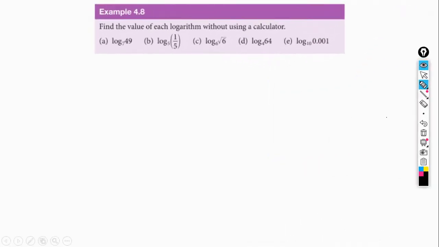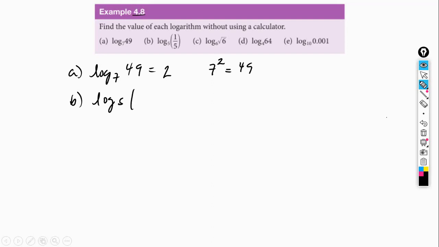So now let's take a look at example 4.8, and it says find the value of each logarithm without using a calculator. For letter A, we have log base 7 of 49. So what does this equal? It equals 2. Why? Because we know that 7 squared is equal to 49. For B, they want us to find log base 5 of 1/5. This will equal -1. Why? Because 5 to the power of -1 is equal to 1/5.